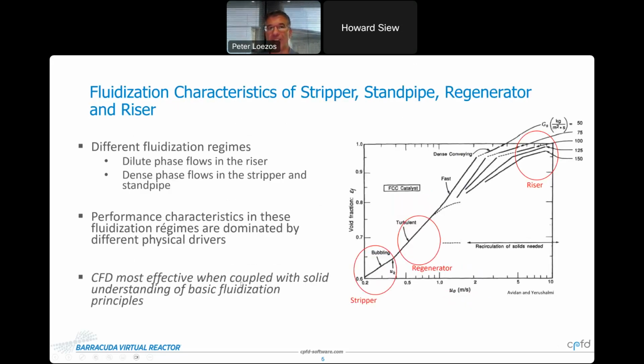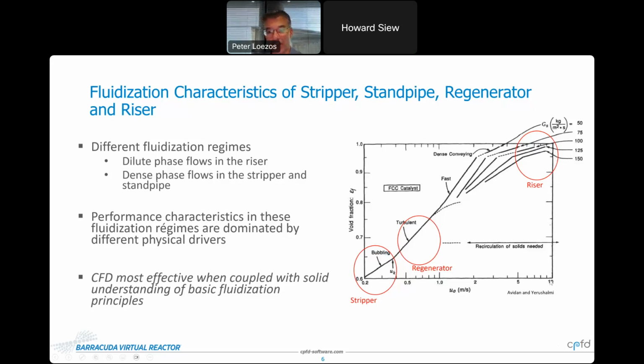Let me touch on some fluidization characteristics of the stripper, standpipe, regenerator, and the riser. What I want to note is these operate in very different fluidization regimes. In the riser, you have dilute phase flows, while in the stripper and the standpipe, you have relatively dense phase flows. Let me turn your attention to this plot on the right. I think most of you are familiar with this. This is a typical fluidization diagram for an FCC catalyst, where we're plotting void fraction versus superficial velocity, over several different fluidization regimes.